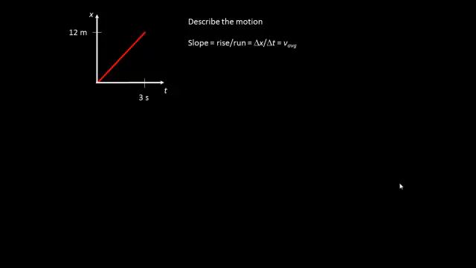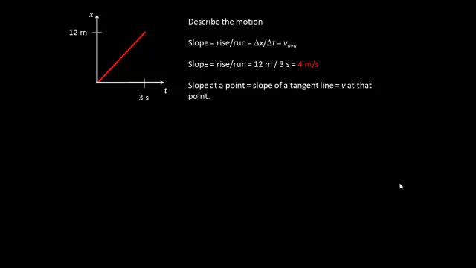equal to the rise over the run, or delta x over delta t, which previously we have defined as the average velocity, which in this particular case is 12 meters over 3 seconds, or 4 meters per second. Notice that if we were to look at this graph, every second that passes, the object is moving 4 meters. So this represents a constant velocity.